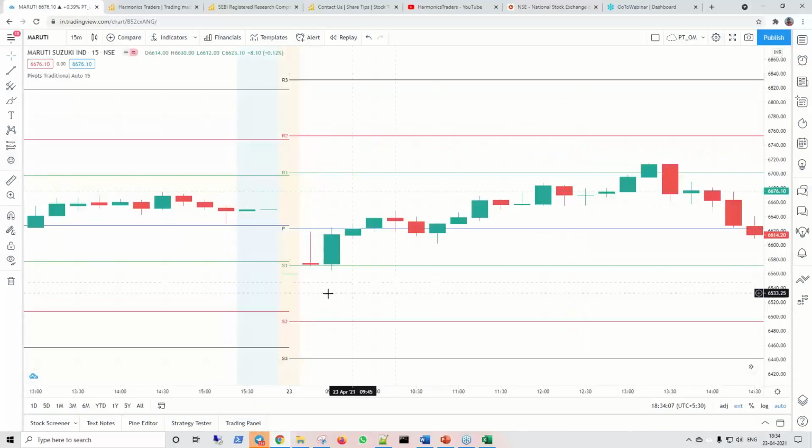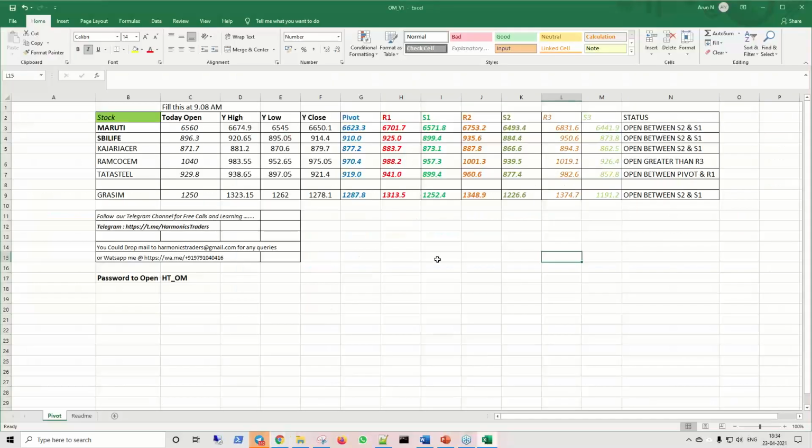With respect to Maruti, once again, the open was between S1 and S2. So this particular stock we'll be trying to go for long. Now Kajaria, this is the data. The open was 871, so the open is between S1 and S2. So what we do, we try to go long at 873.